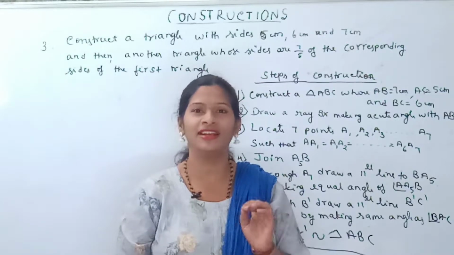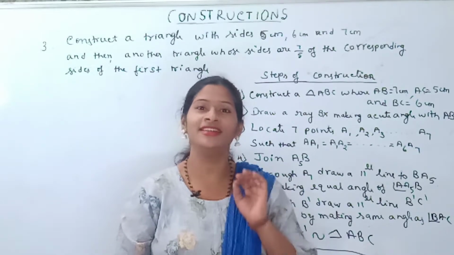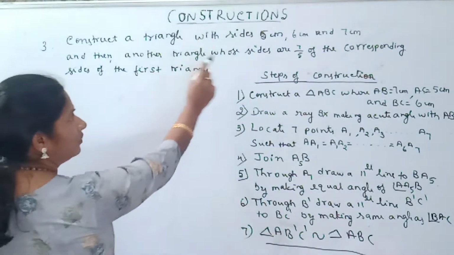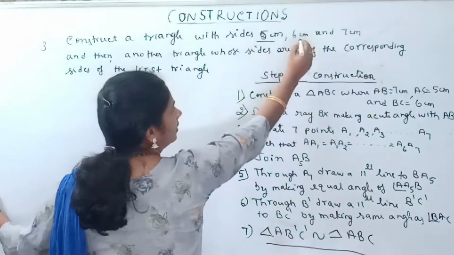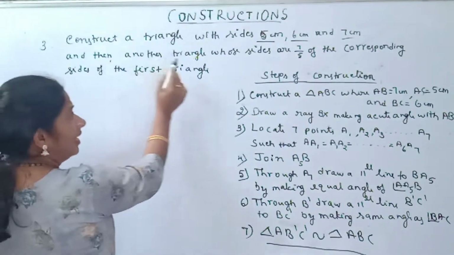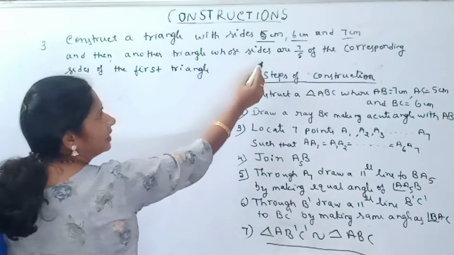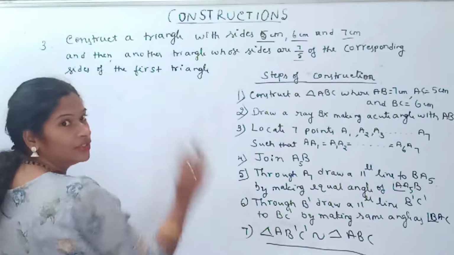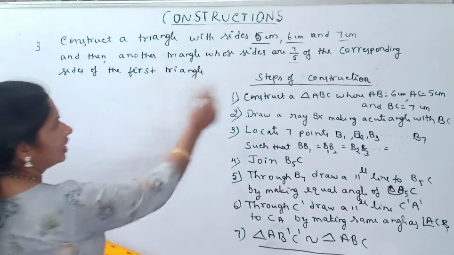In today's session, let us construct exercise third problem. Coming to the question, construct a triangle with the sides 5 cm, 6 cm and 7 cm and then another triangle whose sides are 7 by 5 of the corresponding sides of the first triangle. Let us start to construct, children.